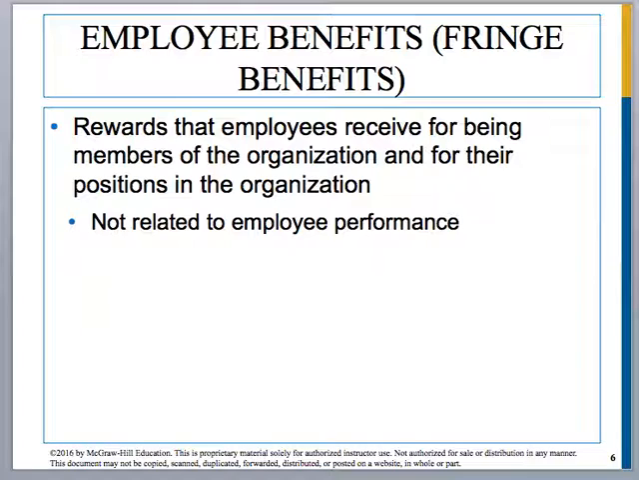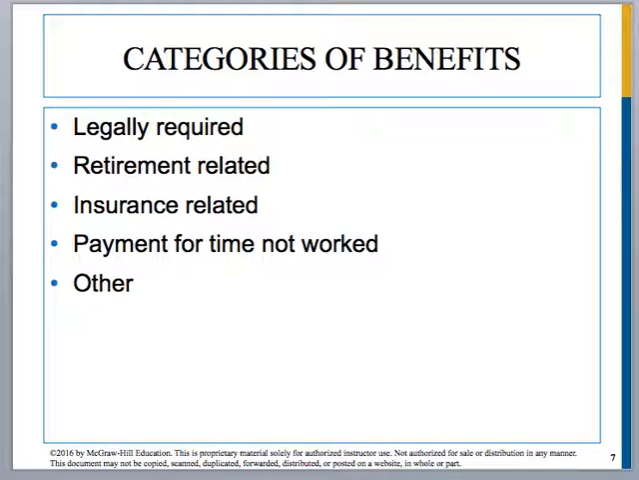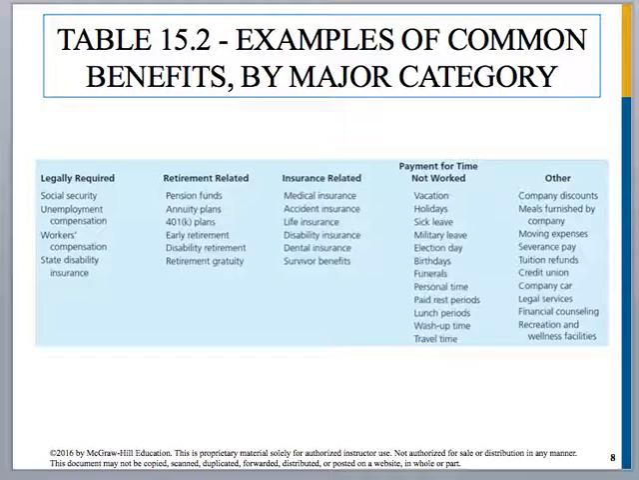So let's look at our fringe benefits. These are rewards that you receive as an employee for being a member of the organization and for your position in the organization. It's not related at all to employee performance. It's just some extra perks just because you work for the company. There are various categories: legally required, retirement-related, insurance-related, payment for time not worked, and other categories. And Table 15.2 looks at some examples based on category.